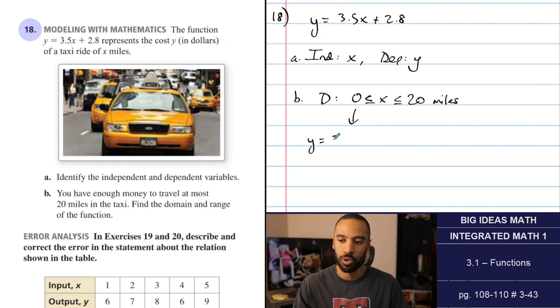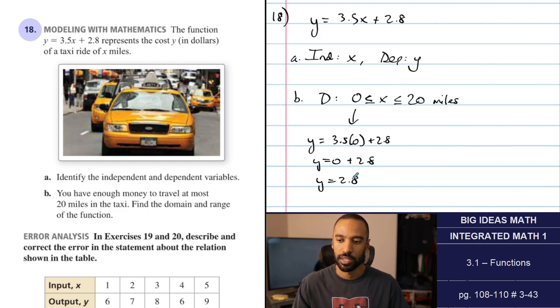If x equals 0, y equals 3.5 times 0 plus 2.8. That's 0 plus 2.8, or $2.80. We're going to talk about that in a bit. But $2.80 looks like the low end of what you would spend. You can go up to 20 miles. You have enough money for this. So how much money do you actually have up to?